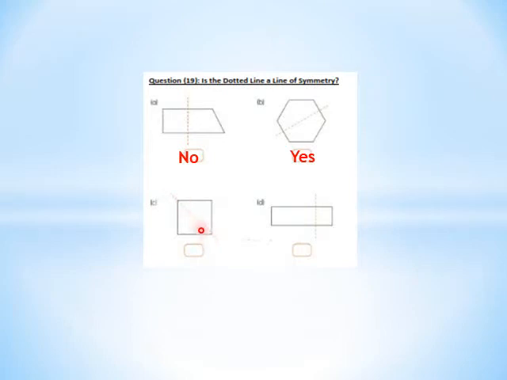What about this line? Do you think these two parts, if I fold them on top of each other, will they be exactly the same? Yes, I think so. What about this line? No, it's not a line of symmetry. Do you know where to put a line of symmetry for this rectangle? Yes, you can put it here, or you can put another one here across like this.